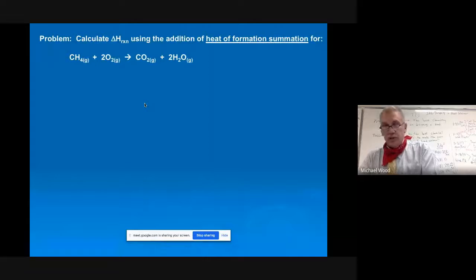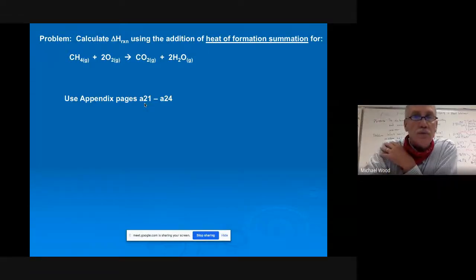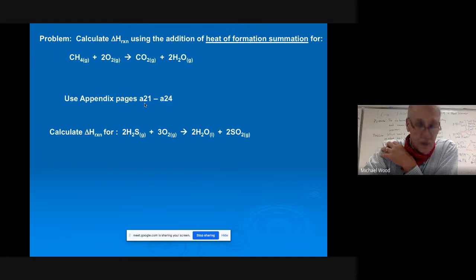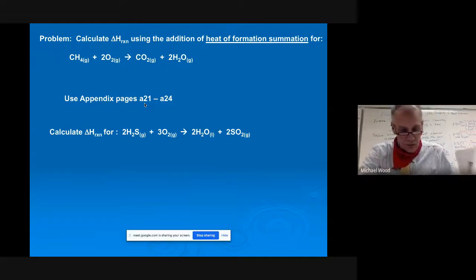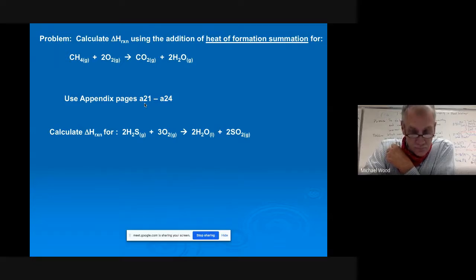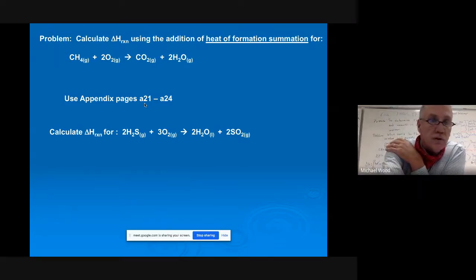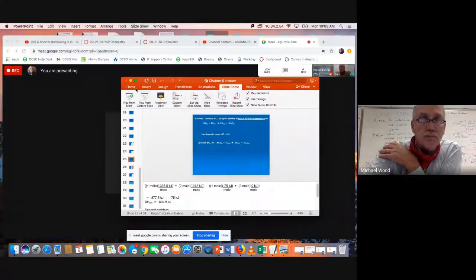Okay, so here's one, and this would be a great problem. I'm sorry, I'm getting ahead of myself. Okay, so calculate the delta H for this reaction. Let's go through this reaction again.